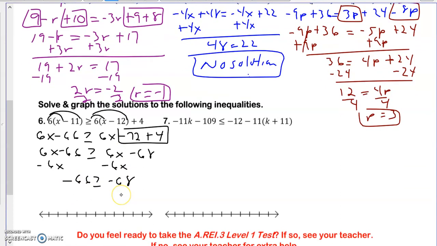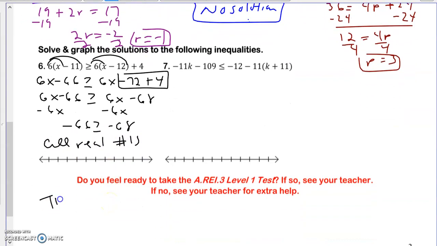I'm going to subtract my 6x's, and then I get negative 66 is greater than or equal to negative 68. Now, if you think about this, negative 66 is the bigger number, so yeah, it's true. So my answer is all real numbers. It is a true statement. To graph that, we just highlight the whole graph and we just put arrows on both sides.